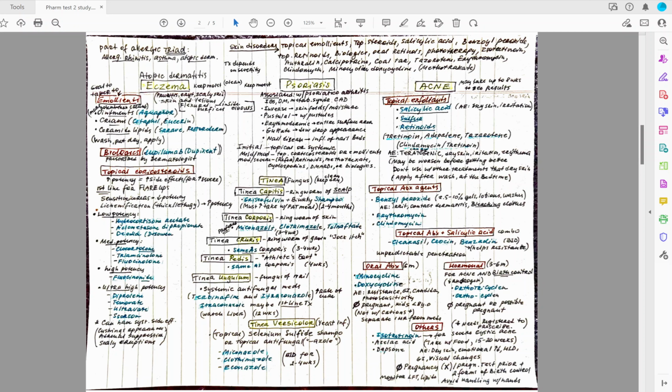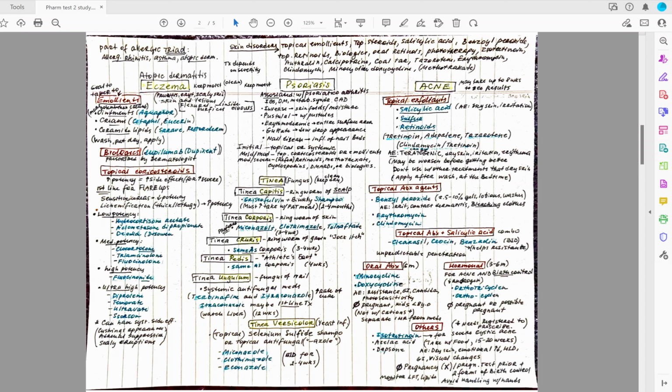Tinea corporis, ringworm of skin. My body is like corpse, so that's how I remember. So preference is miconazole, clotrimazole, and tolnaftate. So most of them finish with azole. Okay, 3 to 4 weeks.